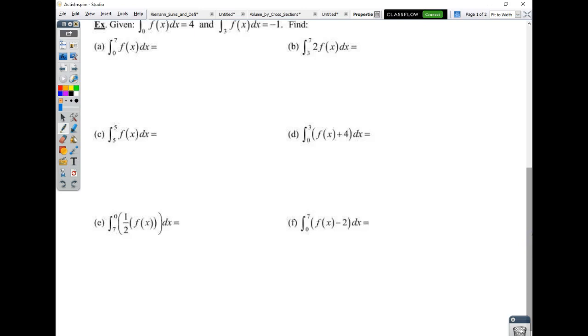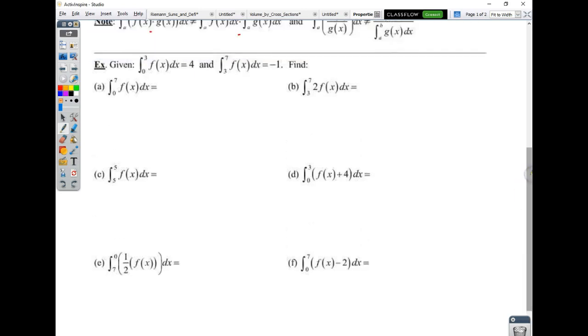So here's an example of the use of rules and the type of question that they may ask you. They might give you a question like this. If I give you that the integral from 0 to 3 of f of x dx equals 4, and the integral from 3 to 7 of f of x dx is negative 1, we want to find the integral from 0 to 7 of f of x dx. Well, with the information given, I don't know from 0 to 7, but one of the things I can do is break this into the integrals I do know.